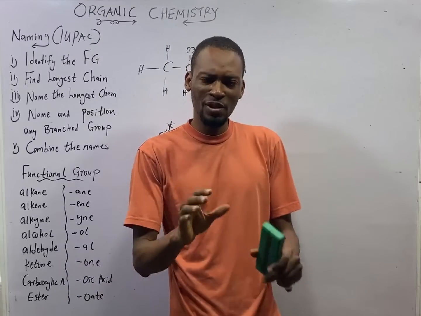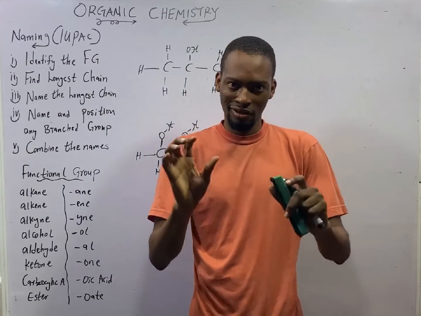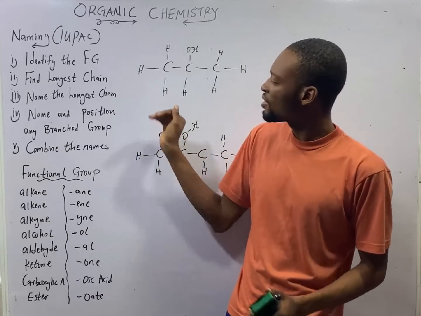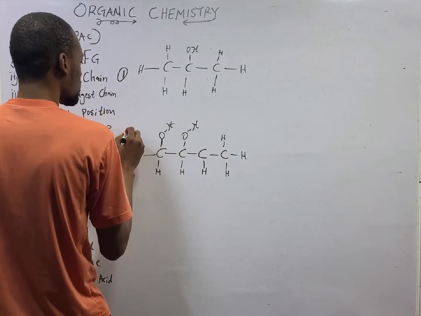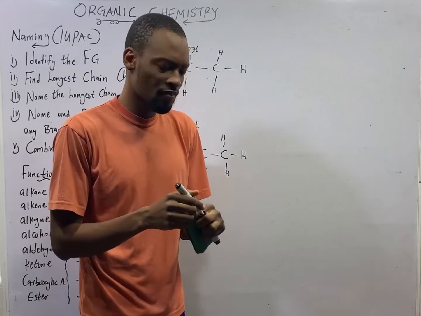This is episode number 83 of the 120 Days to JAMB Chemistry with Flash Isaac. My job here today is to name these compounds. Compound 1 and compound 2. That is my job here today.